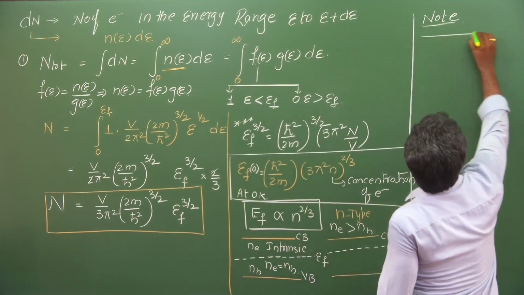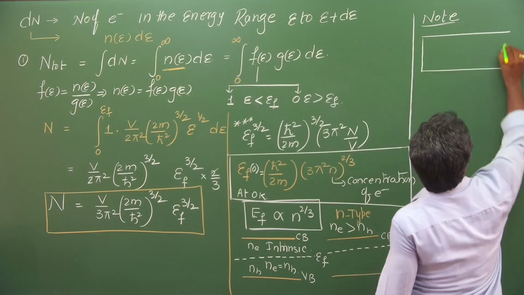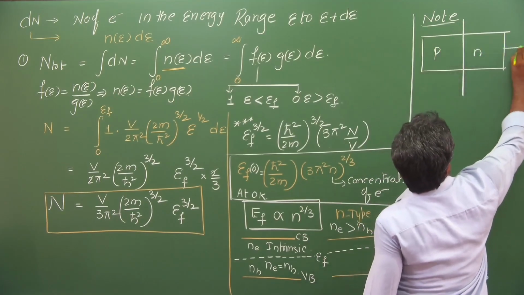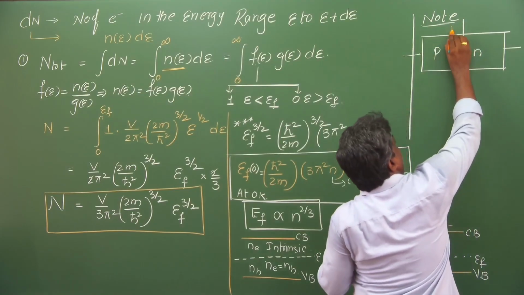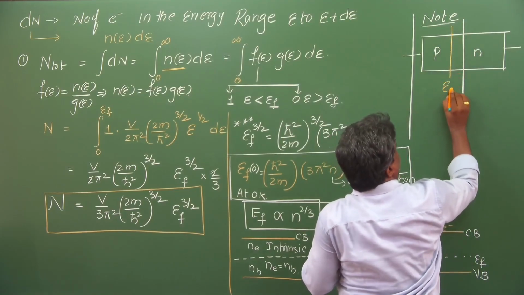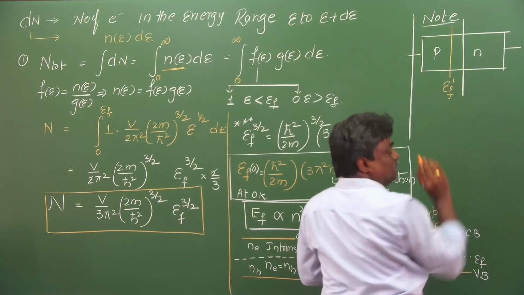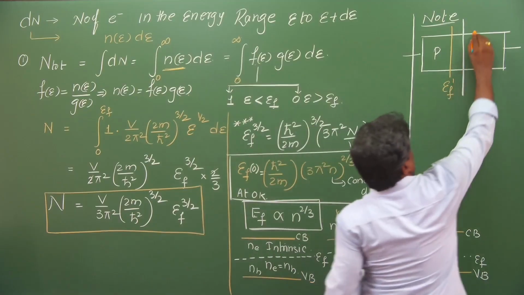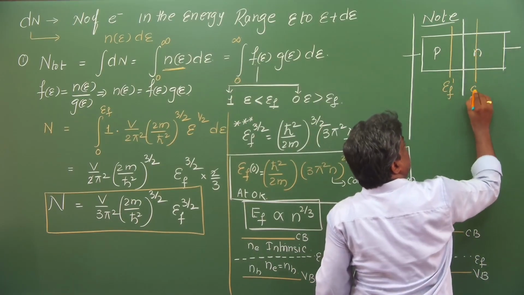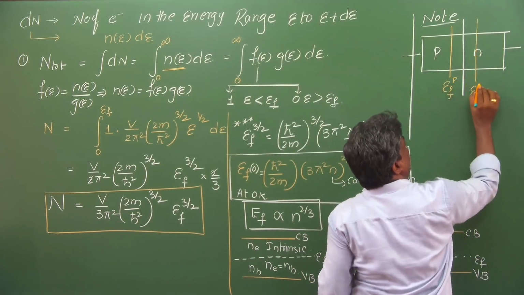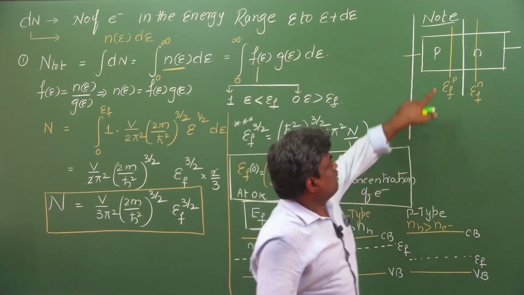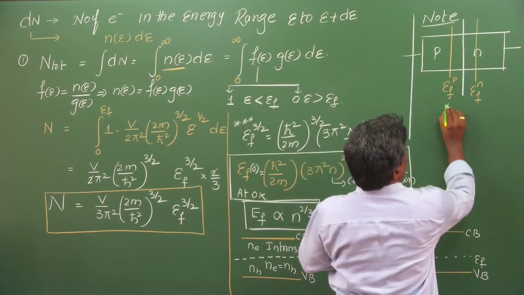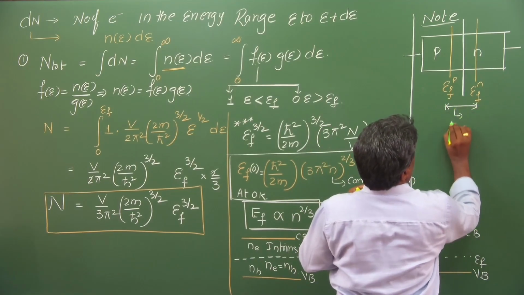If I combine this P type and N type material, a PN junction diode will be there. This is the P type material, this is the N type material, and the P type has some Fermi level, let us call it EF P, and the N side also has one Fermi level, EF N. This is the Fermi level on the P side and this is the Fermi level on the N side. The difference between these two Fermi levels is nothing but the barrier potential.